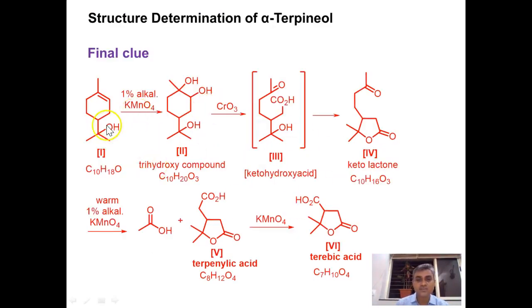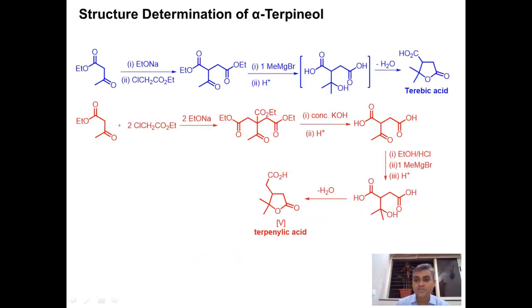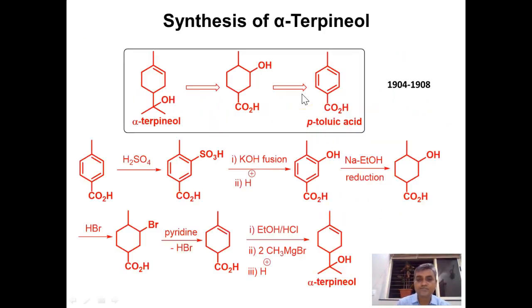And as soon as we reached the structure of alpha terpineol, we convinced ourselves how this graded oxidation was occurring. A trihydroxy compound is obtained by cis hydroxylation of this alkene, and then in oxidation this OH group remains intact. It's a tertiary OH group. It undergoes spontaneous cyclization. We get a methyl ketone, and later on this undergoes degradation and we get terpinolic acid as well as terebic acid, and the structures of terebic acid and terpinolic acid were proved on the basis of this synthesis.